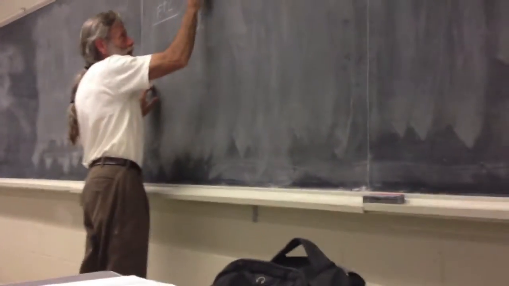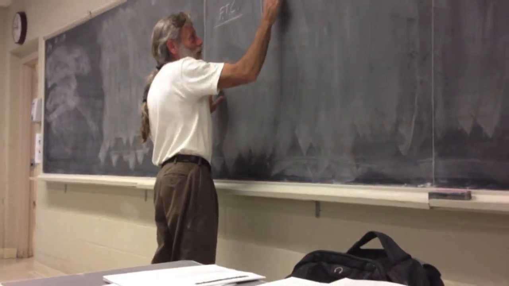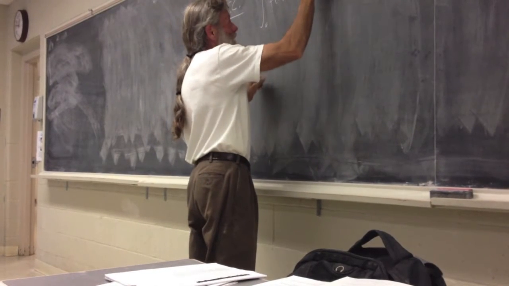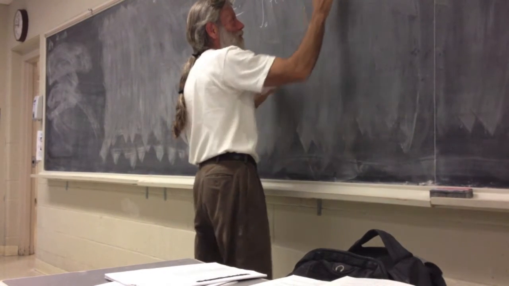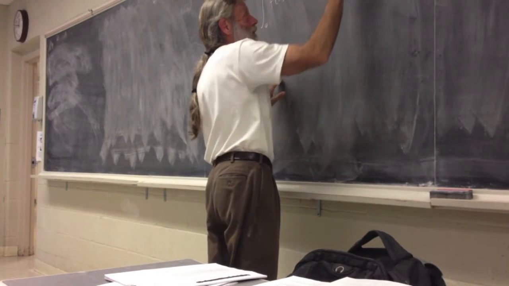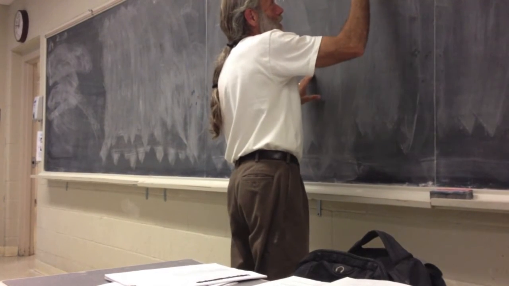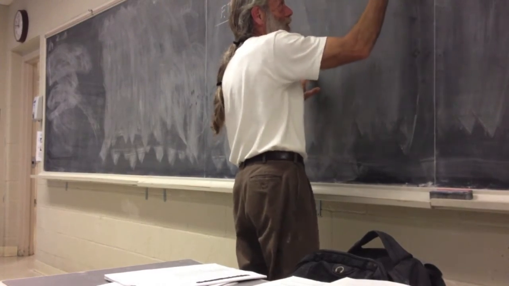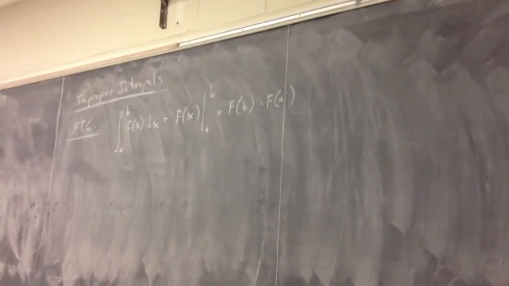The integral from a to b of some f of x equals some big F of x evaluated from a to b. Then we further say that this evaluation means to take the big F function at b and subtract the big F function at a.